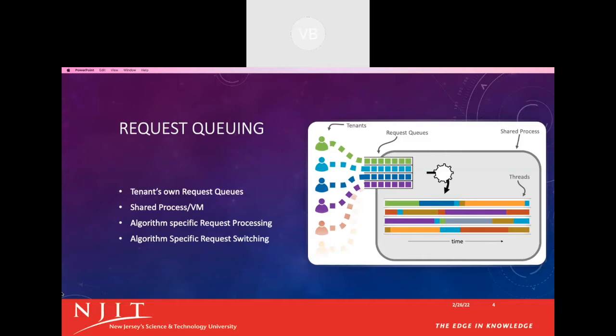So most common algorithms would be specific to request processing and request switching, where each request from the tenant queue would be taken and would be placed in the process to be executed depending upon the queuing techniques and the algorithms used. So this drastically varies the performance of each of the tenants and how it is being processed on the shared process.